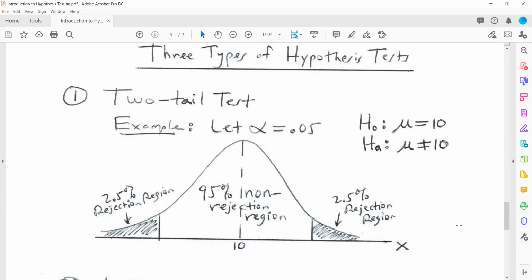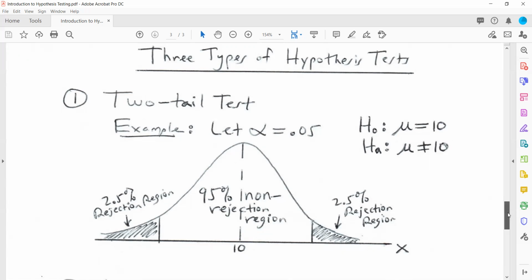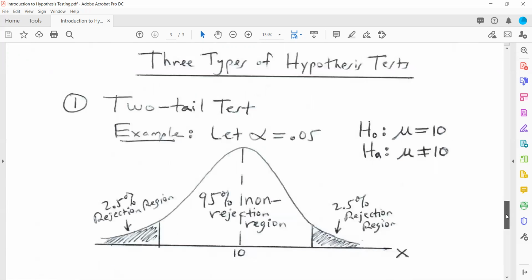Why do we use the T? Because we don't know the population standard deviation. So we're going to use the sample standard deviation instead. Remember, we talked about that with confidence intervals, and we're going to do the same thing with hypothesis tests. If we don't know the population standard deviation, then we're going to have to use the sample standard deviation in our calculations, and therefore we're going to use T. But for now, let's just look at, in general, what the test looks like.